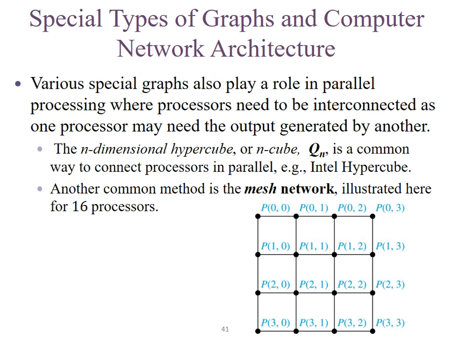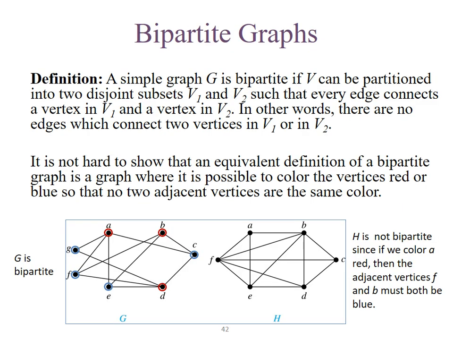Okay, and then for computer networks, we have another architecture which is called a mesh. Okay, it's very common in parallel processors. It's usually in the topology mesh. All right.